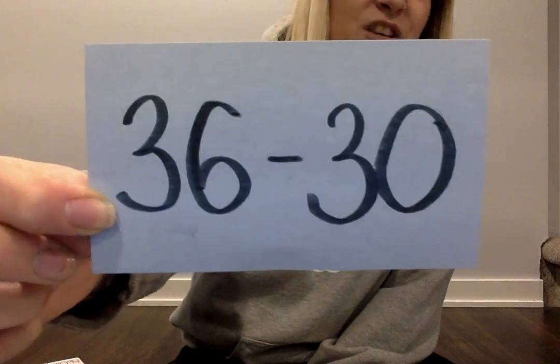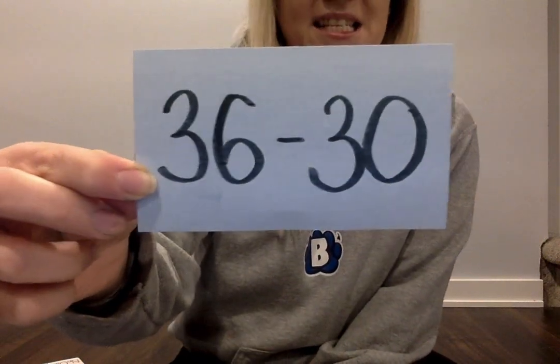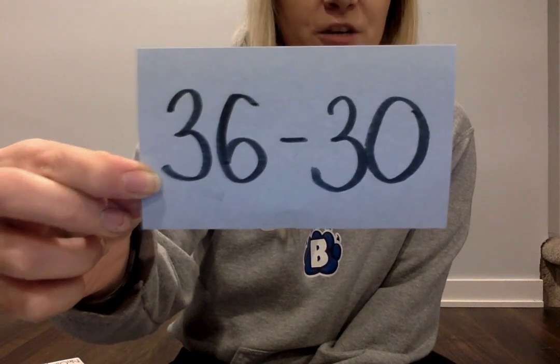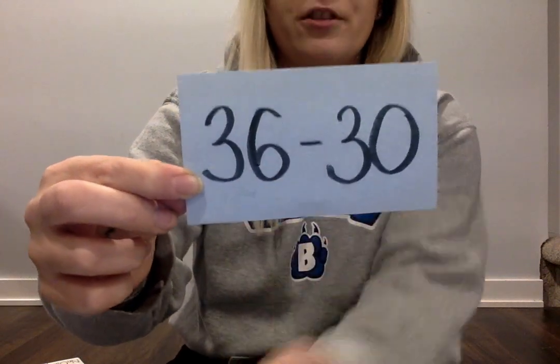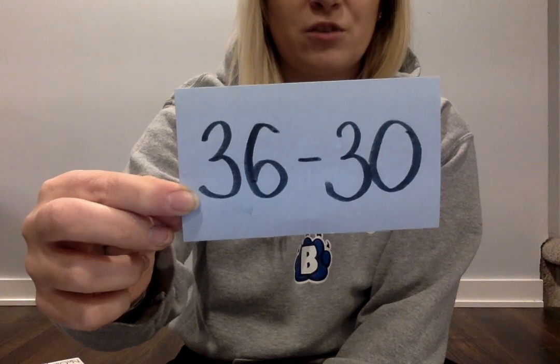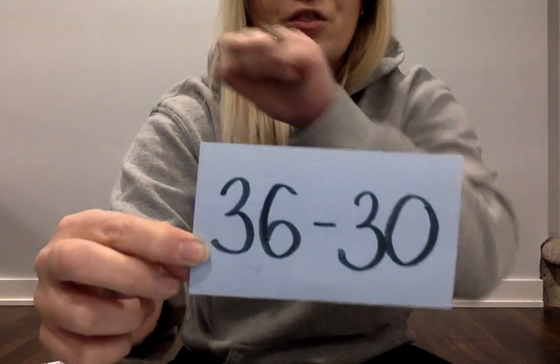This is your tricky subtraction one. Can you do 36 minus 30? So you need to build or draw 36 and then erase or cross out or take away 30 of them. You know what? Let's do a practice drawing one before we go. I'm going to erase my board.